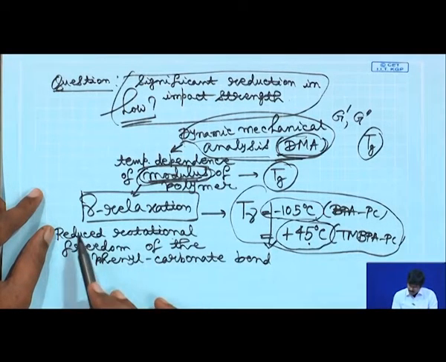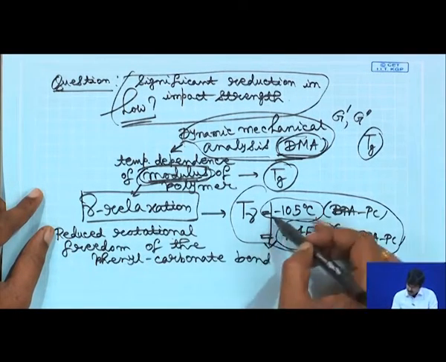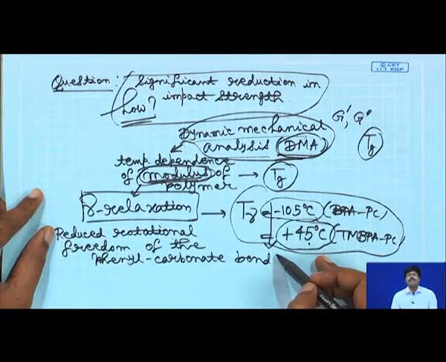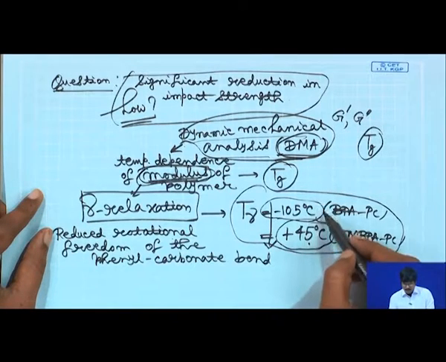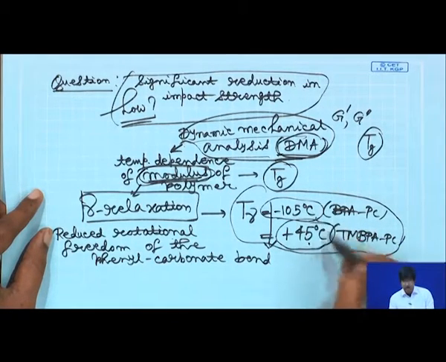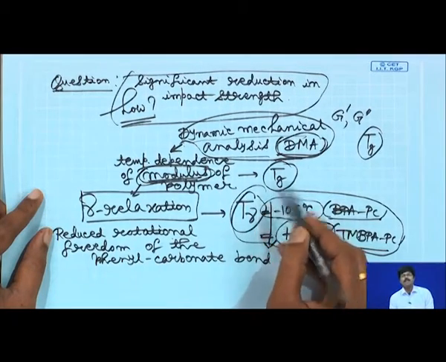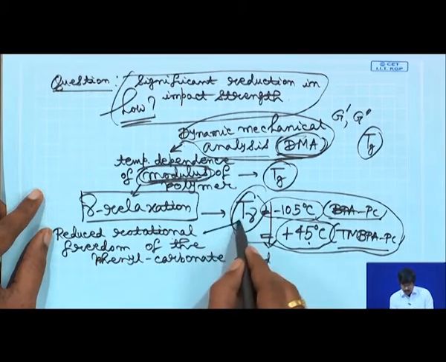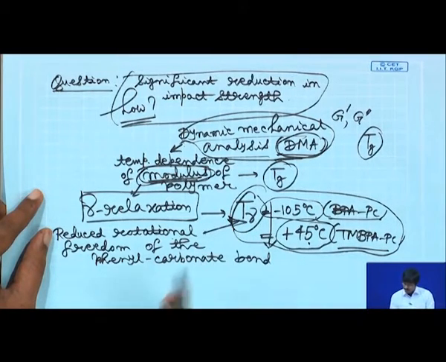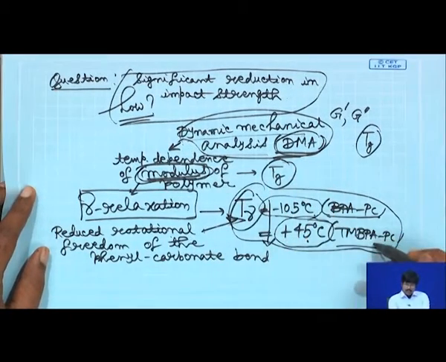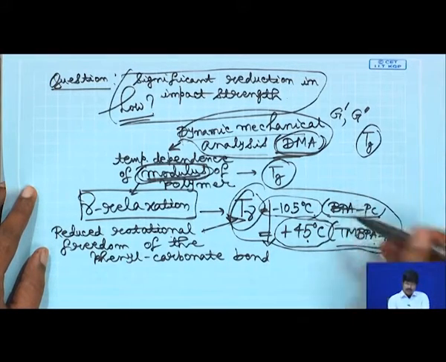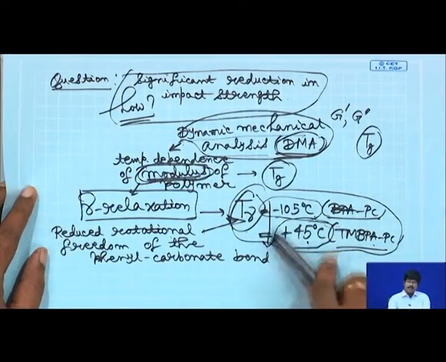So, this temperature shift in the gamma relaxation is substantially larger than the temperature shift for the glass transition temperature, because here it is close to around 150 degrees difference in T gamma from BPA-PC to TM-BPA-PC, but Tg is only around 50 degrees different. So, the effect on this gamma relaxation is huge. Now, the decreased impact strength of this tetramethyl substituted counterpart with respect to the unsubstituted bisphenol A polycarbonate can be directly related to this increase in the temperature of gamma relaxation.